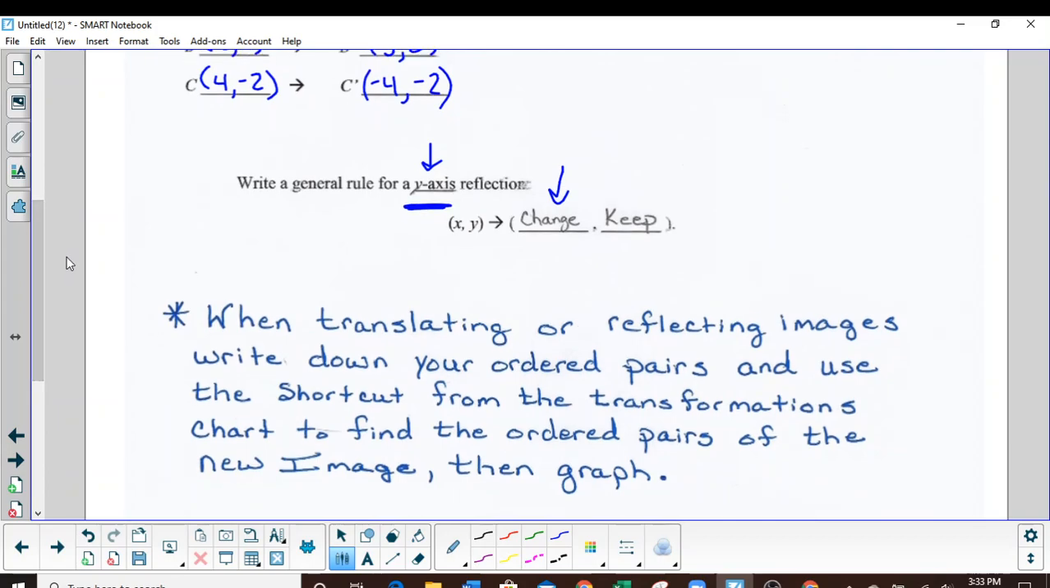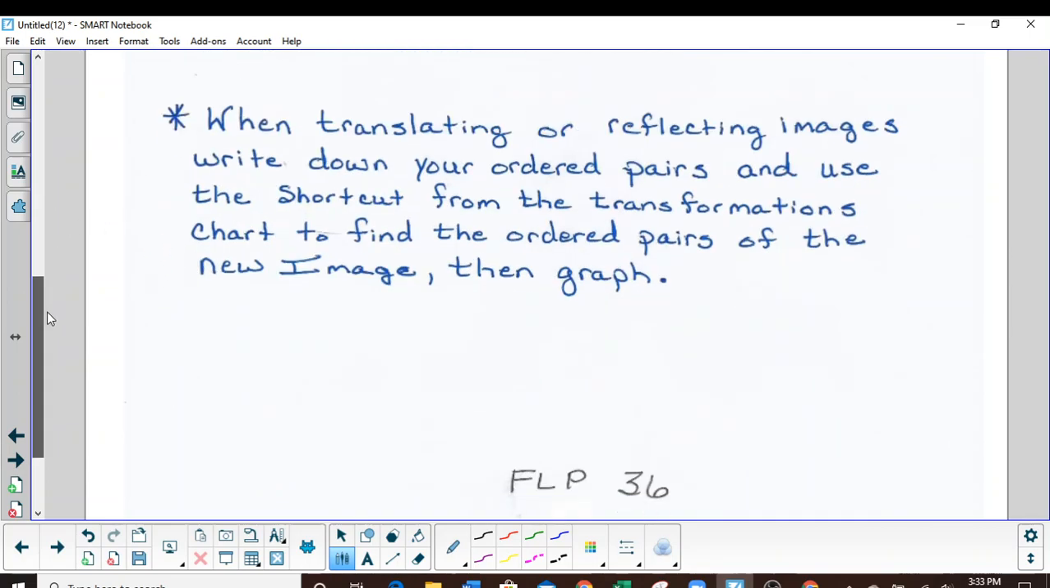Let's see what note I wrote down here. It says, when translating and reflecting images, write down your ordered pairs. Use the shortcut from the transformation chart to find the ordered pairs of the new images in the graph. Pretty much what we just did. All right, let's go, I think I got time. Let's do 37 on this one.